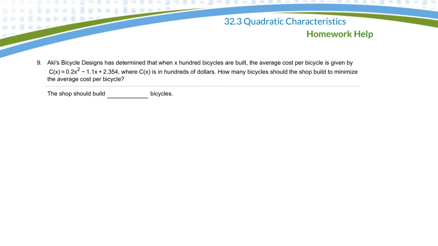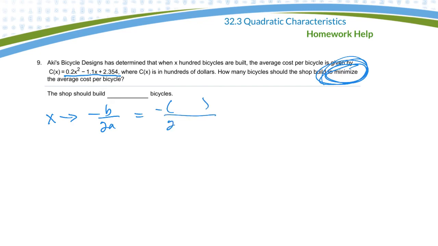Extra point. Aki's bicycle design determined that x hundred bikes are built. The average cost is given by that. To minimize, I'm going to find a vertex. So to get the x value of the vertex, minus b over 2a. b is negative 1.1, and a is 0.2. So it'll be positive 1.1 divided by 0.4.